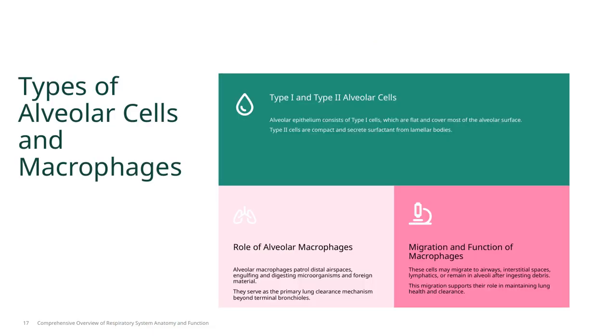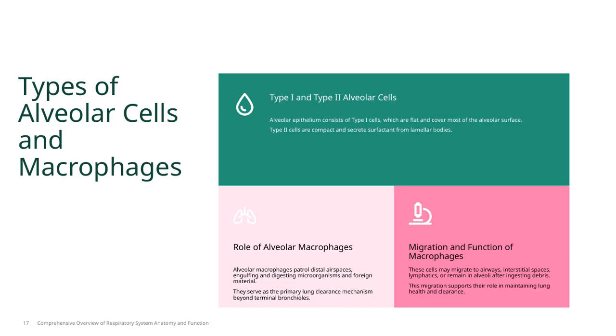Now, let's take a closer look at the types of cells that make up the alveolar epithelium. The first are the type I alveolar cells, which are flat and cover most of the surface area of the alveoli. Their thin, expansive shape is essential because it allows for efficient gas exchange between the air in the alveoli and the blood in the capillaries.